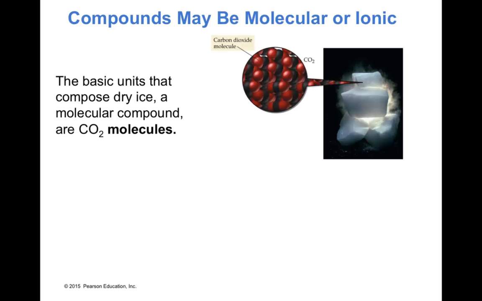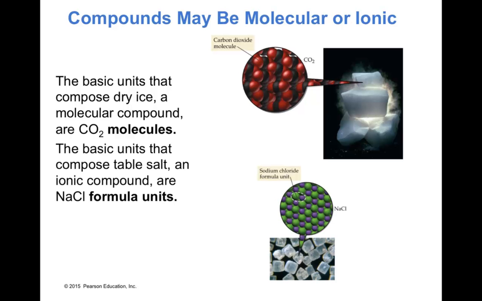Compounds may be molecular or ionic. The basic units that compose dry ice, a molecular compound, are CO2 molecules. So when we're talking about molecular compounds, we talk about molecules. The basic units are molecules. When we talk about ionic compounds, the basic units that compose table salt, an ionic compound, are sodium chloride formula units. So in the case of a molecular compound, the basic unit is the molecule. In the case of ionic compounds, the basic units are the formula units.